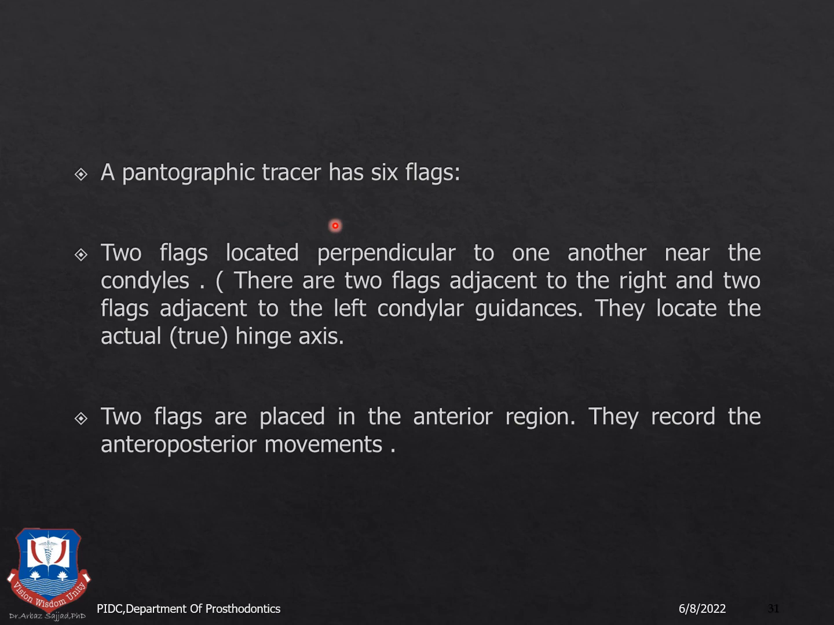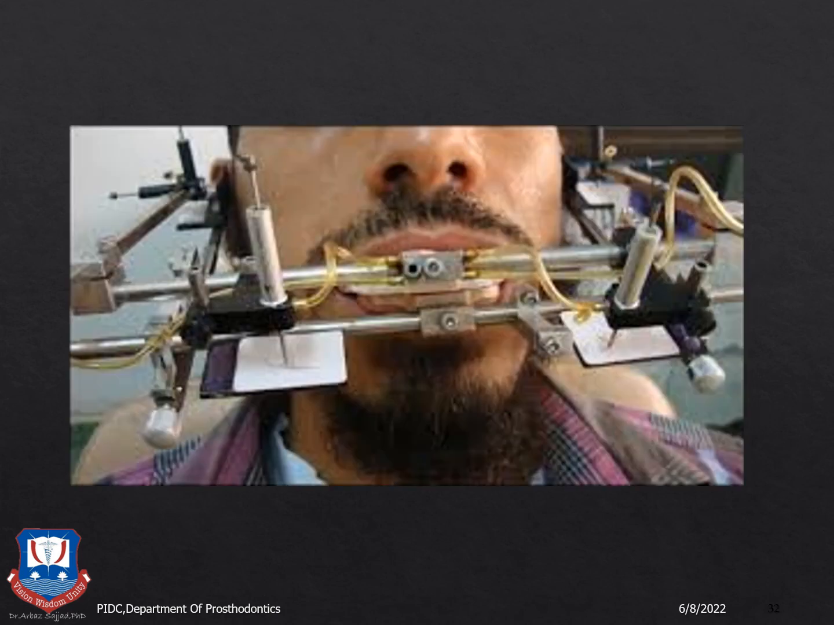A pantograph has six flags, that is four flags in the horizontal plane and two flags in the sagittal plane. So here we see two flags in the anterior region. These are the styli that create the recording of the mandibular movements and the pinpointing of the centric relationship. These are two posterior flags that are with plungers to create the posterior movements, and we have two flags which are not visible in this picture on the side of the patient's face, that is over the TMJ, which copy the movements of the mandible in the sagittal plane.